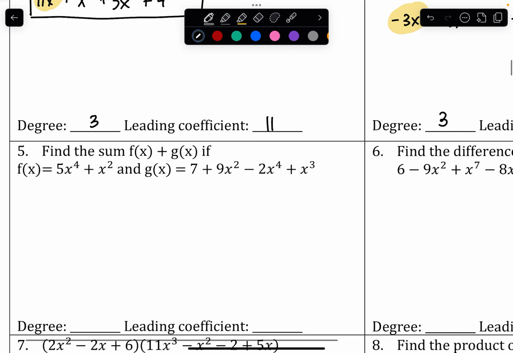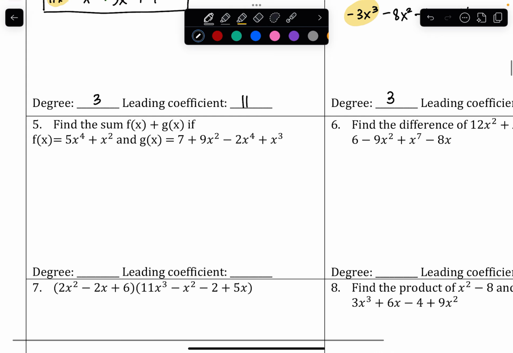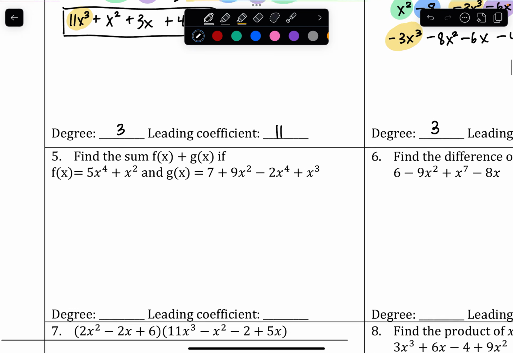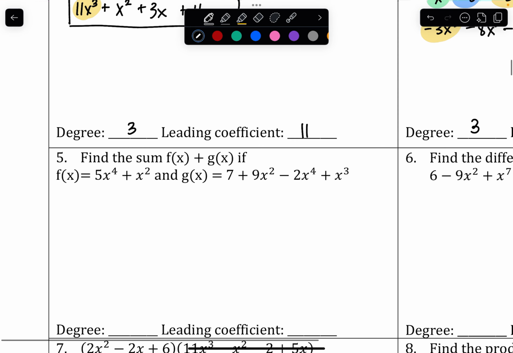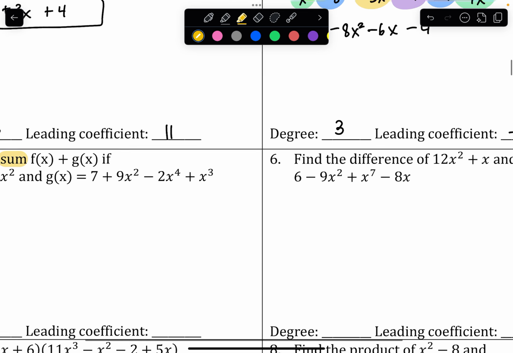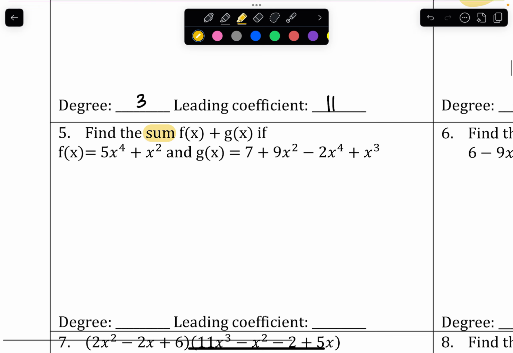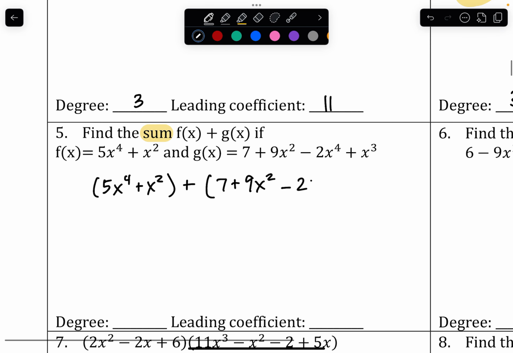Okay, and so as far as adding and subtracting, there's different ways they could ask you to do that. One way is asking you to find the sum, that means add, or they could ask you to find the difference, which means subtract. So if they say find the sum, f of x plus g of x, it's the same thing we just did. So we're going to add f of x, which is 5x to the 4th plus x squared, plus g of x, which is 7 plus 9x squared minus 2x to the 4th plus x cubed.